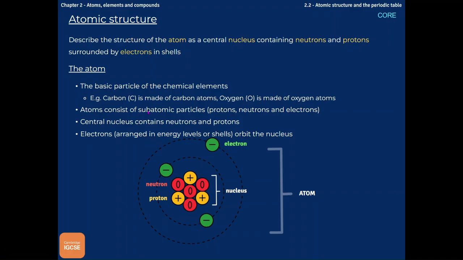Subatomic, right? That means below atomic or smaller than an atom. And they are protons, neutrons, and electrons. The protons and the neutrons hang out in the middle. We call this the nucleus. It's in the center. And then electrons are arranged around the nucleus. They orbit around the nucleus, and they are arranged in different energy levels. So some electrons are seemingly closer or farther away, depending on their energies. So this is the atom, the three special parts of it. You should know where each part goes.